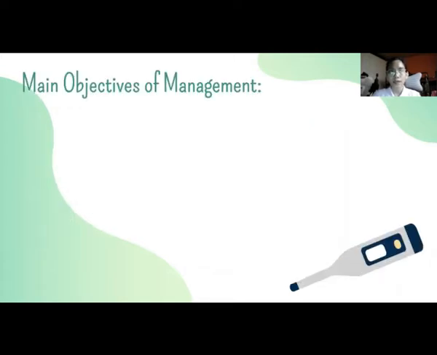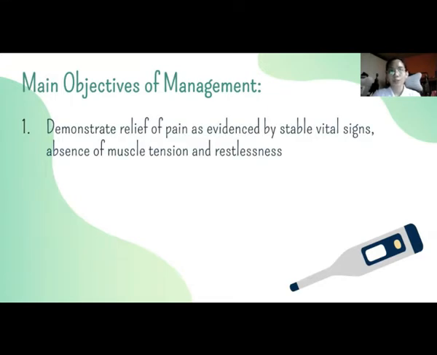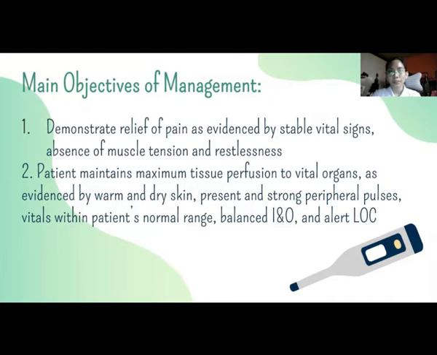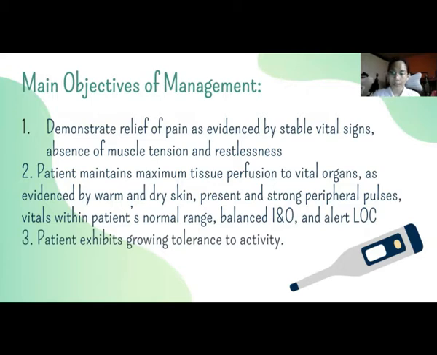So we are going to discuss our main objectives of management for those nursing diagnoses. First, our main objective is to demonstrate relief of pain. The patient will demonstrate relief of pain as evidenced by stable vital signs and absence of muscle tension and restlessness. Second, the patient will maintain maximum tissue perfusion to vital organs as evidenced by warm and dry skin, present and strong peripheral pulses, vitals within normal range, balanced input and output, and alert level of consciousness. And lastly, the patient will exhibit a growing tolerance to activity.